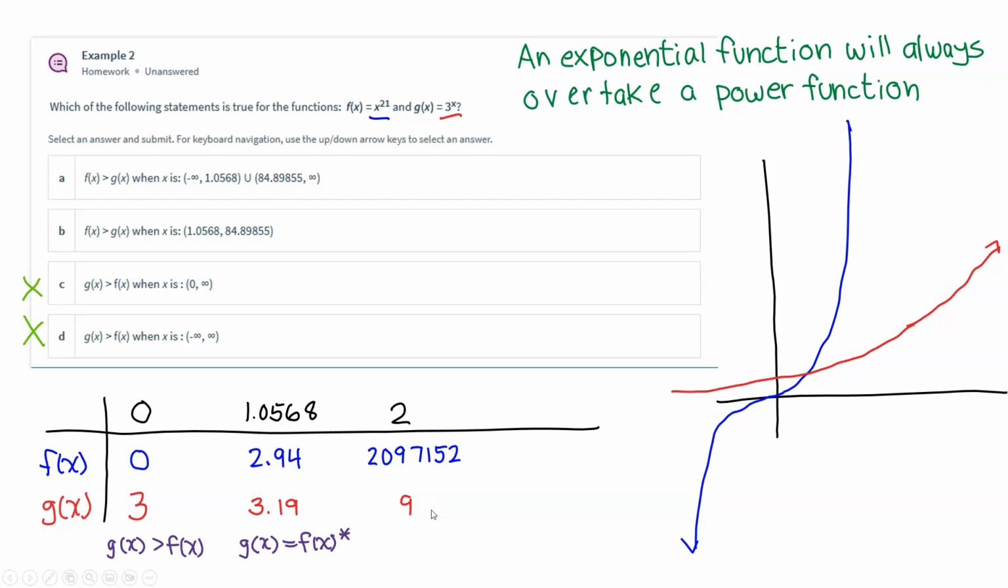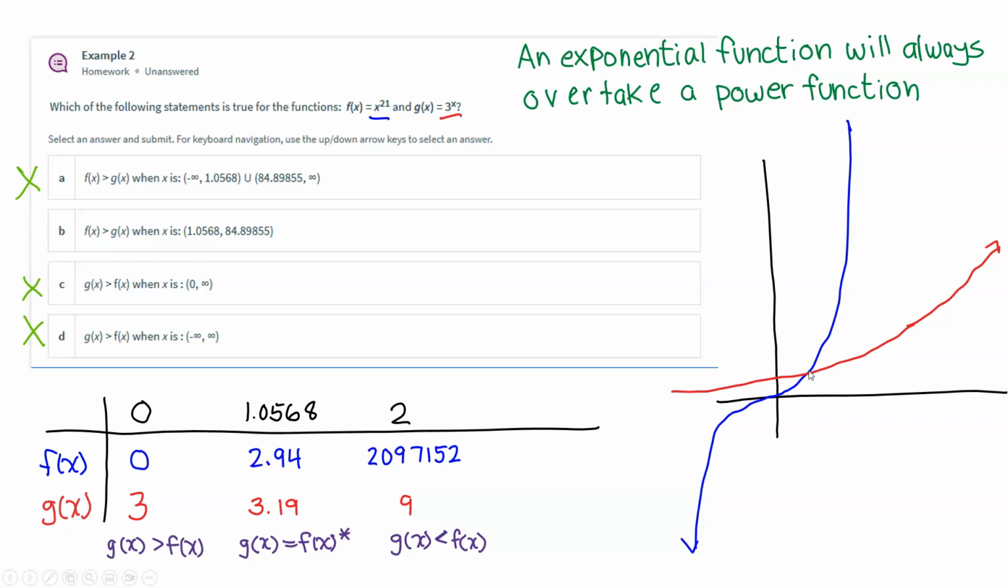So you can certainly say that from negative infinity to 1.0568, g of x is actually greater than f of x. So this statement up here is false, because here g of x is less than f of x, and here it was greater than. So you did have a switch over, so this one doesn't make any sense either. This one is the statement.